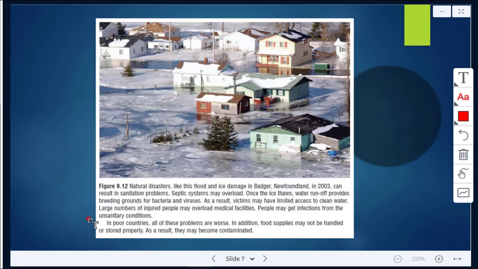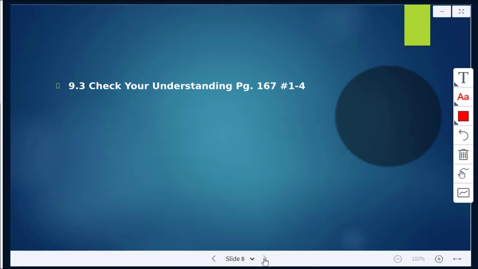In addition, food supplies may not be handled or stored properly, and as a result, those can become contaminated as well. Right, and that concludes 9.3. So the questions for 9.3 are on page 167.